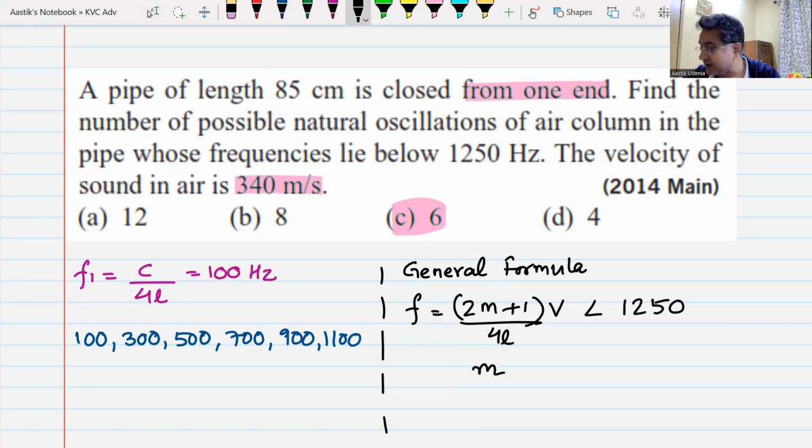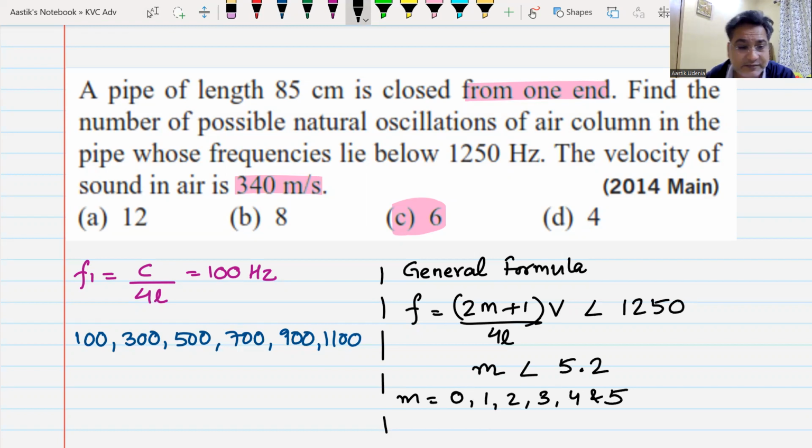Putting in the values, I think m will come less than 5 point something, 5.2. So m should be less than 5.2. That means m will be 0, 1, 2, 3, 4, and 5. The number of overtones is 6, my dear friends. So you can do it in this way or that way. The answer comes the same. Do we understand this?